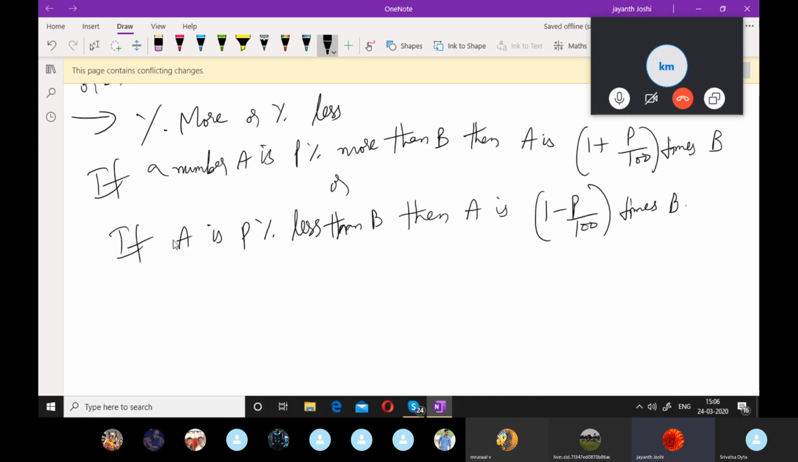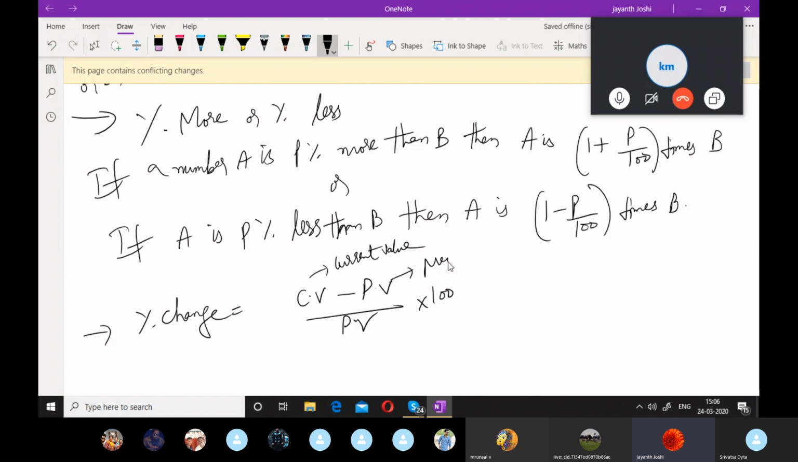And sometimes they'll ask you percentage change. The percentage change formula is equal to (current value minus previous value) by previous value into 100.